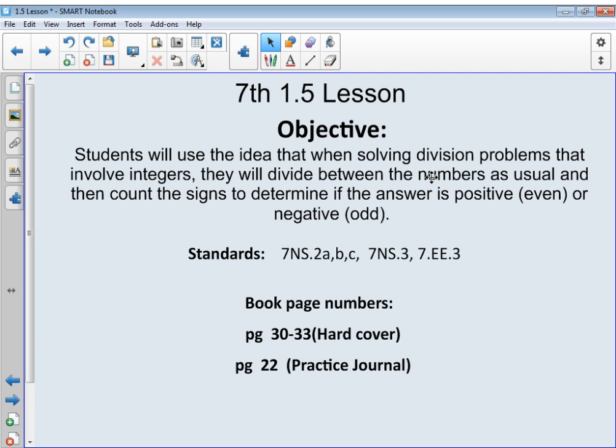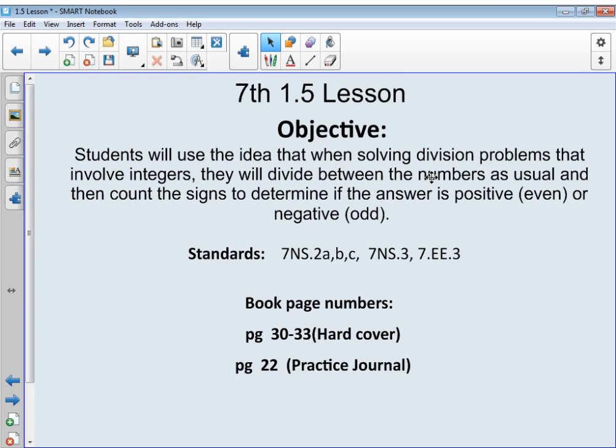Okay, the lesson today is 7th grade lesson 1.5. Students will use the idea that when solving division problems that involve integers, they will divide between the numbers as usual and then count the signs to determine if the answer is positive or negative. The standards covered in this lesson are 7NS2 A, B, and C, 7NS3, and 7EE3.